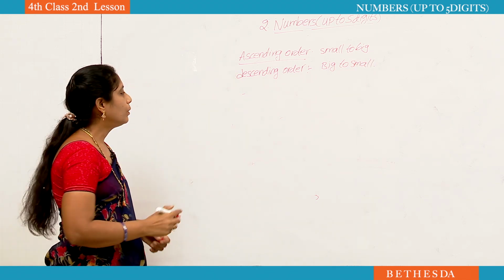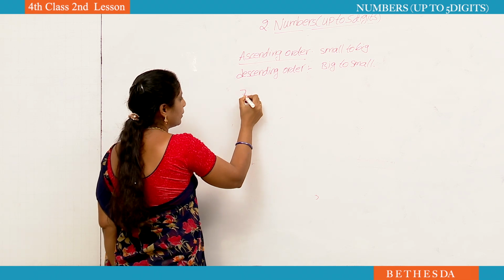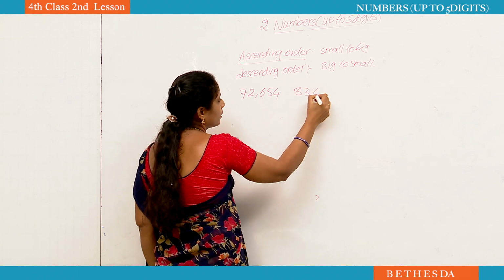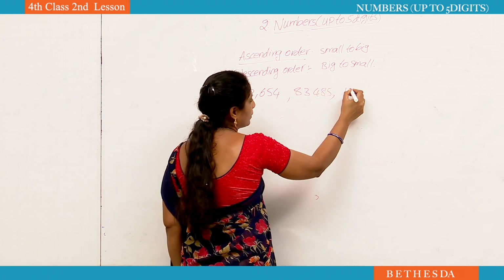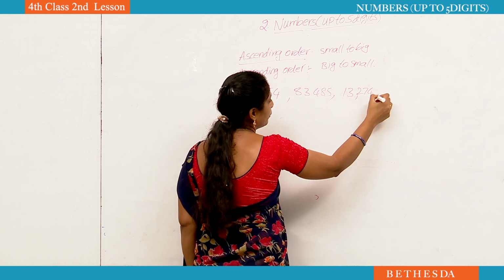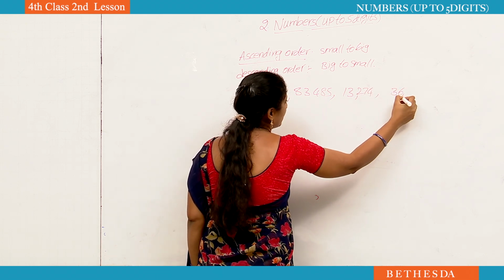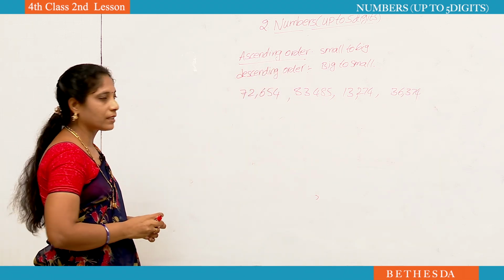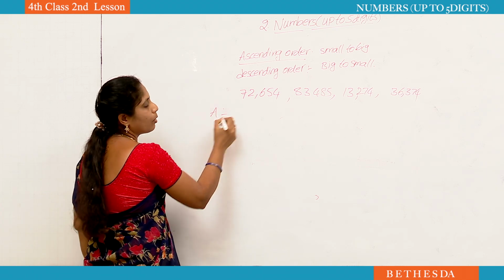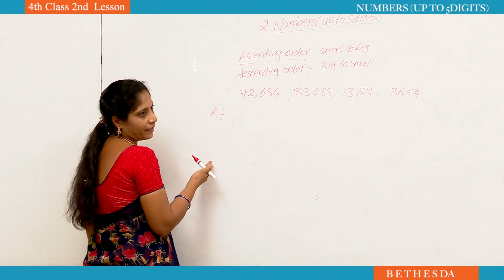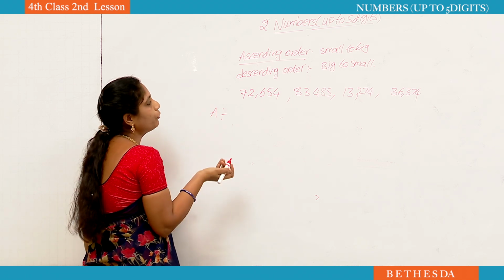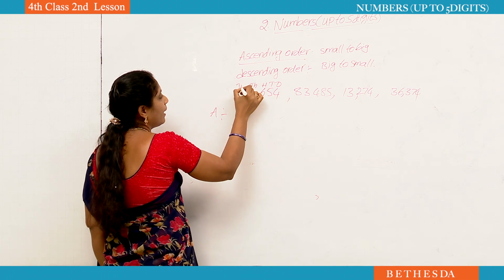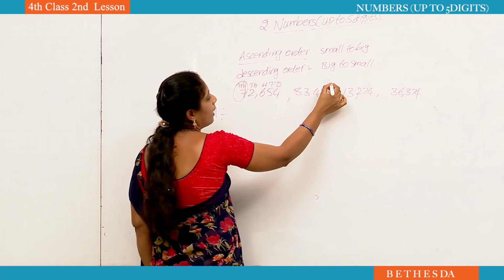Okay, now I am going to arrange the numbers in ascending order. 72,654, 83,485, 13,274, 36,374. These numbers I am going to arrange in ascending order. Ascending order means small to big. If you know, you can write small number to big number. If you don't know which is the small number, we have to write the place values and highlight the highest place value.